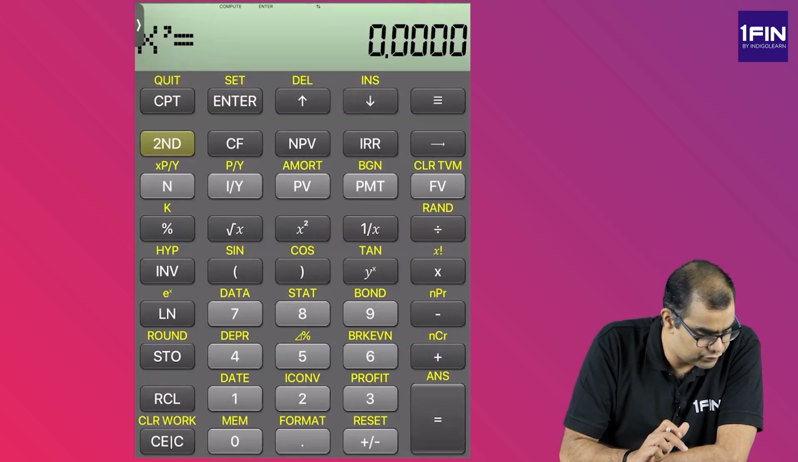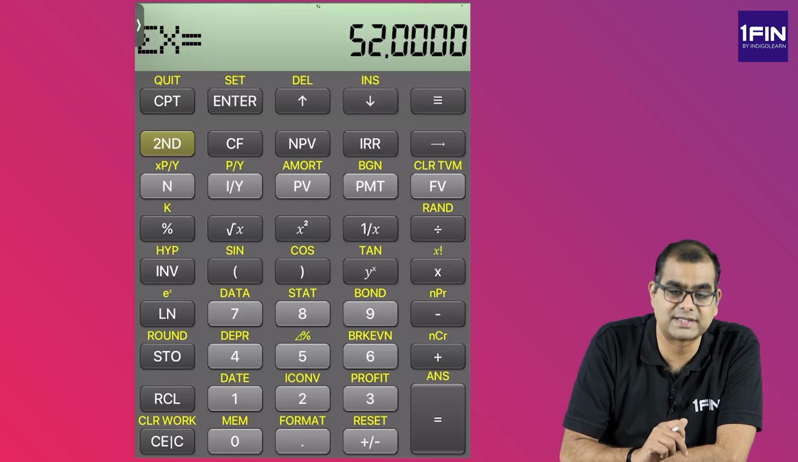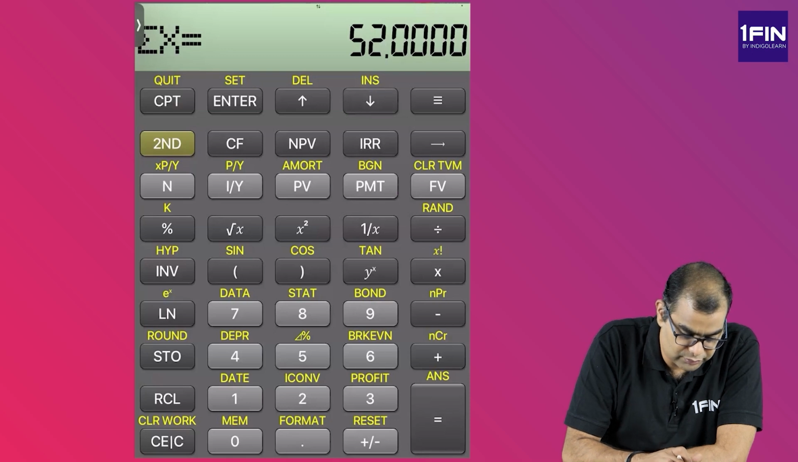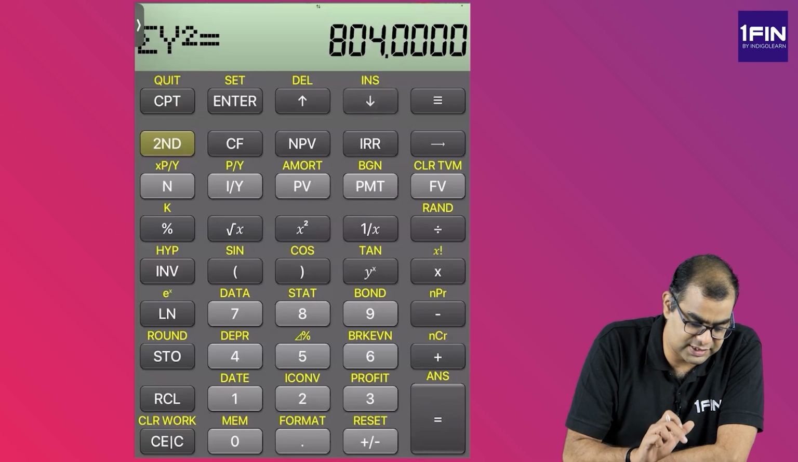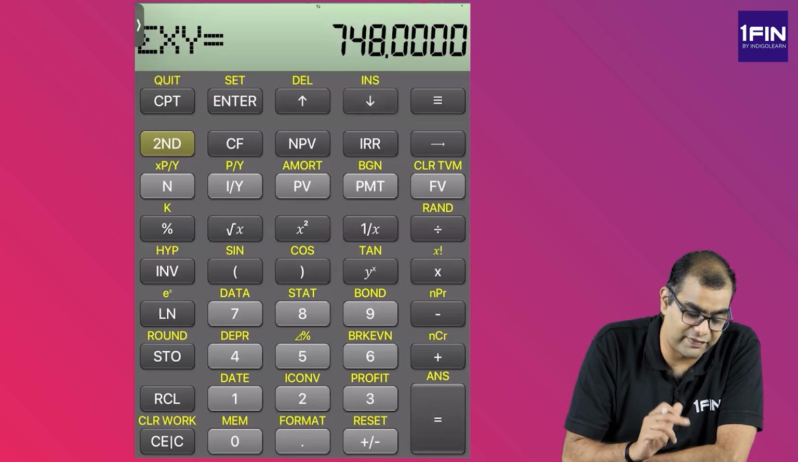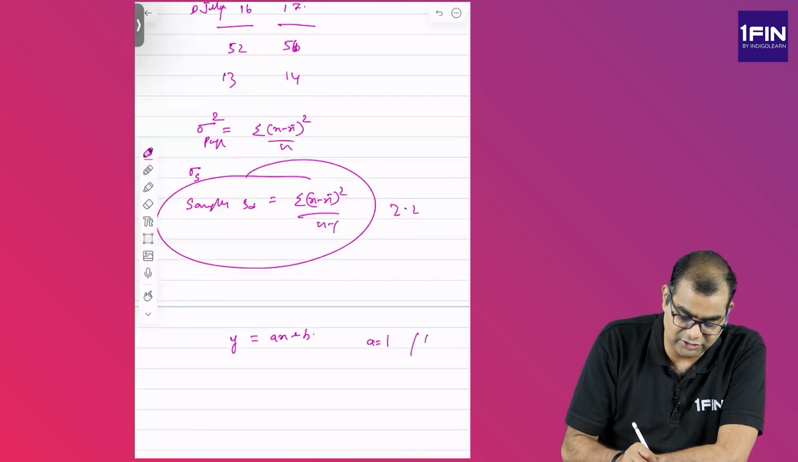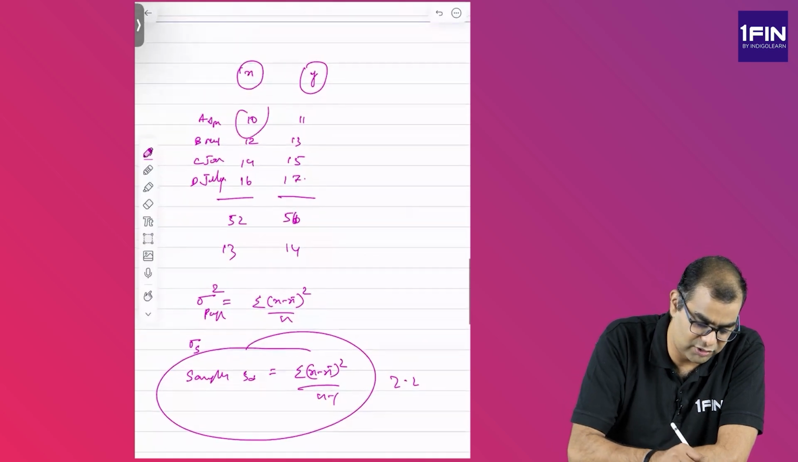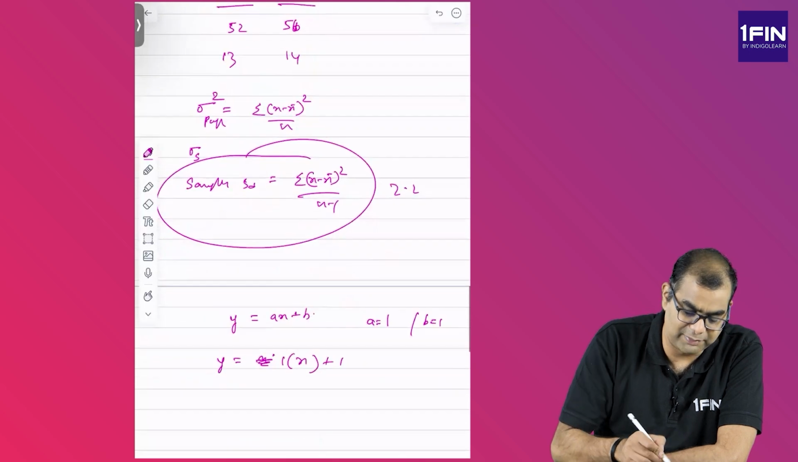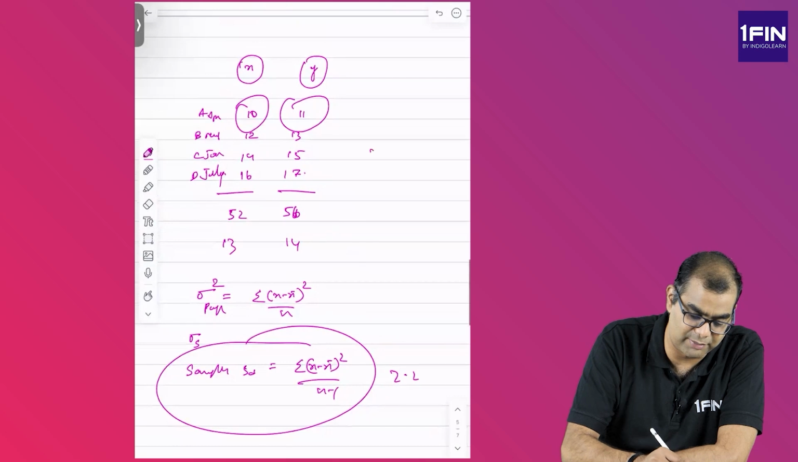Then sum of X, they have given us 52. Sum of X square is 696. Sum of Y is 56. Sum of Y square is 804. Then sum of XY is 748. And linear: so come back to this equation, A value and B value is 1. So the value of Y is equal to 1 into the value of X plus 1, which is correct, no? If you substitute X as 10, 10 into 1 plus 1 is 11, which is the value of Y. So it has actually created an equation, and the correlation is also computed as 1.